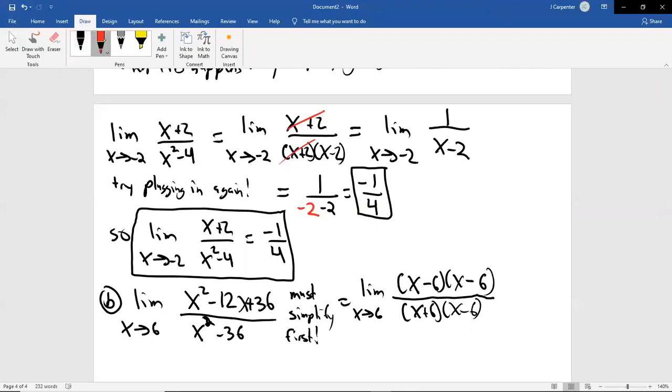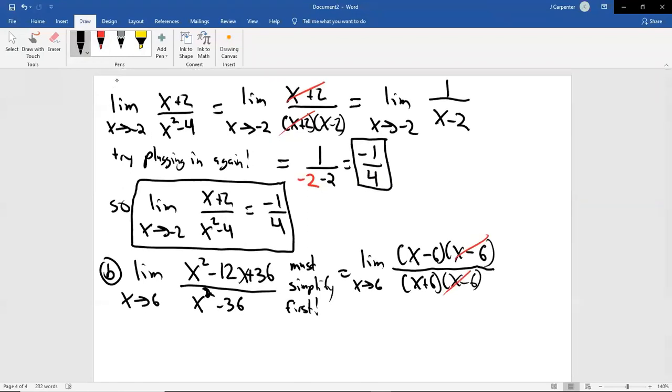Now, when you do this, you see that there's a pair of x minus 6's that cancel. There's a top and a bottom. You can't cancel the rest, though, because that's a minus and a plus. They're very close, but you can't cancel that. So this gives us the limit as x approaches 6 of x minus 6 over x plus 6.